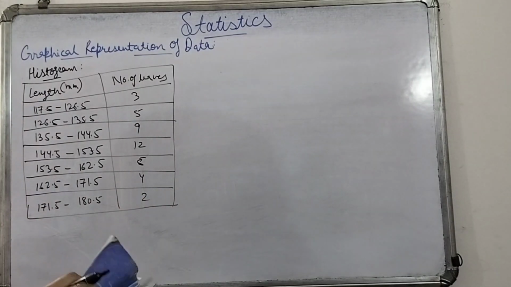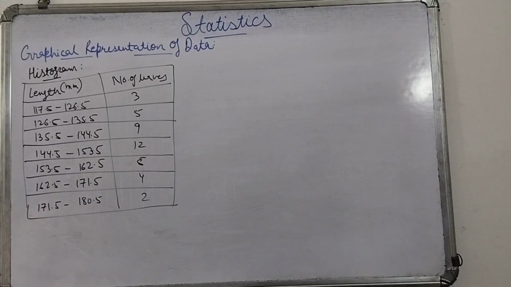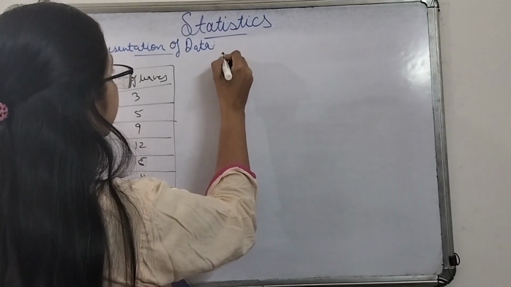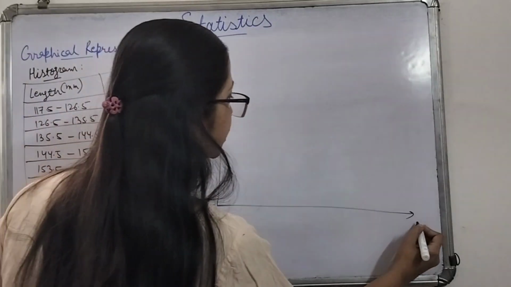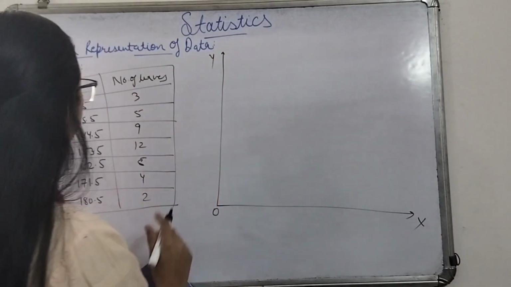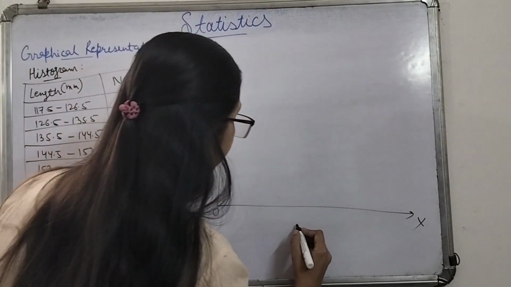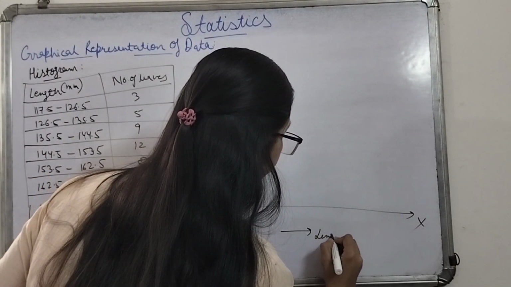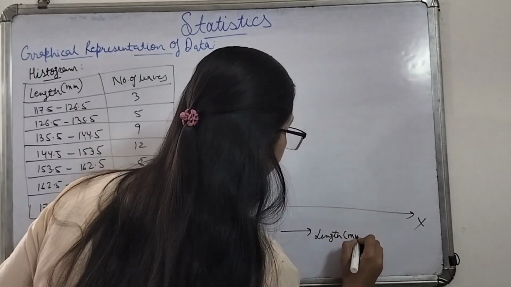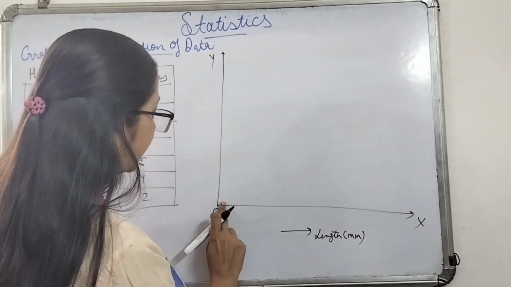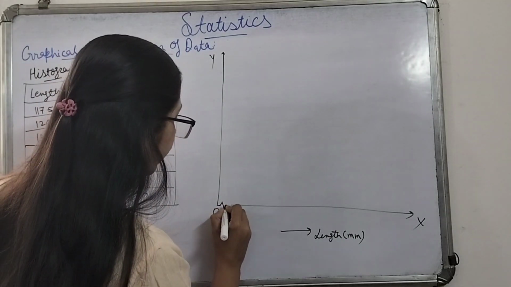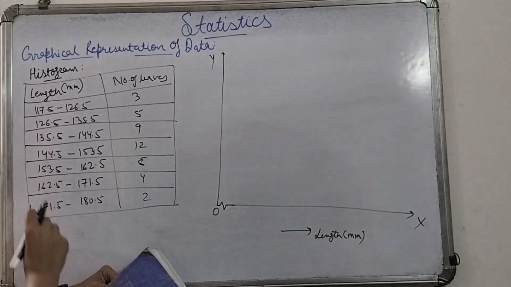Now we will be representing this on the histogram. How will we be plotting it? Again, we will be making the x and y axis. This is O, this is x, this is y. Over here, we will be taking length in millimeter. Again, it is not starting from 0, so we will be making a break using a kink. We will be making a kink over here because it is not starting from 0.